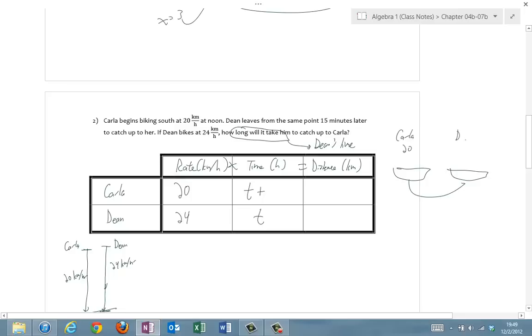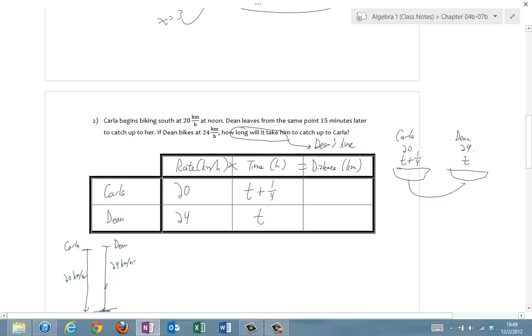Whereas Dean has him going at 24. Since Dean's rate is bigger, his time must be smaller. We're going to stick him with the t, and we're going to stick Carla with the t plus. And here's the other catch. This is going to be t plus 1/4. I'm going to write that here too.